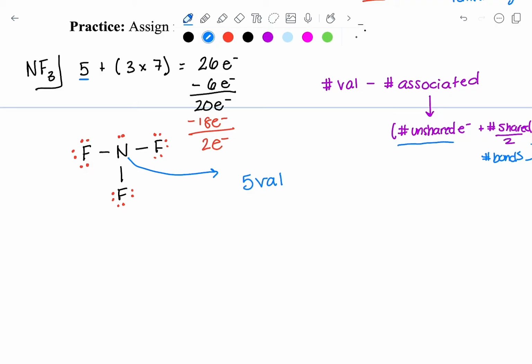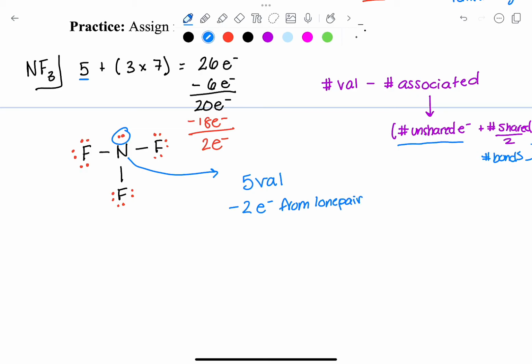So how many unshared electrons are there on this nitrogen? Well, I have a lone pair. That's not being shared. So 1 lone pair has 2 electrons. So I'm going to subtract off 2 electrons from my lone pair.